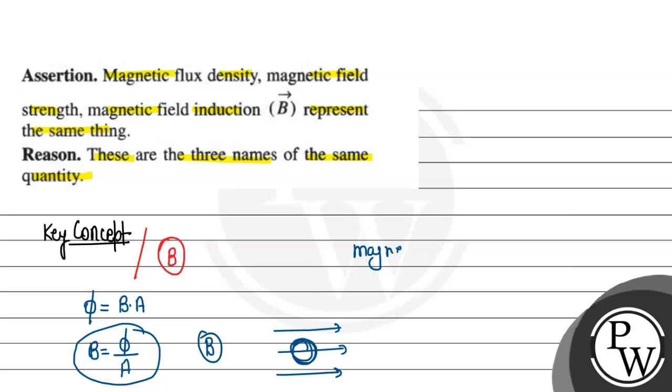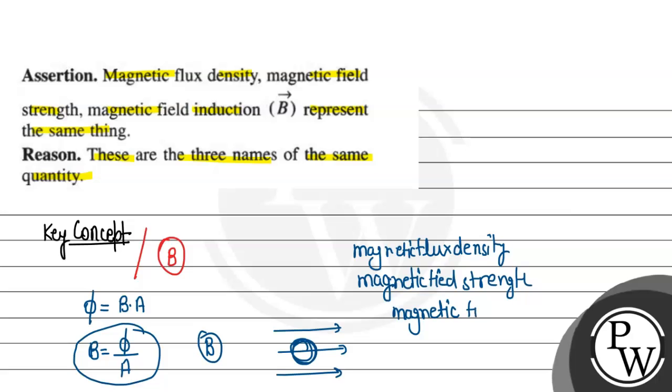magnetic flux density, magnetizing field, magnetic field strength, magnetic field induction, they all are the same thing, they just define the same thing, and they are actually the three names of the same quantity.